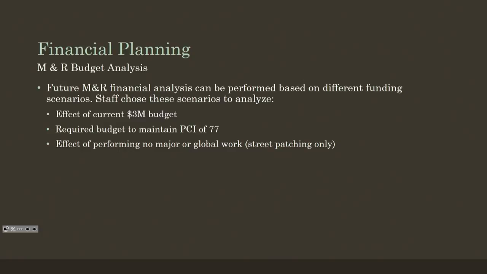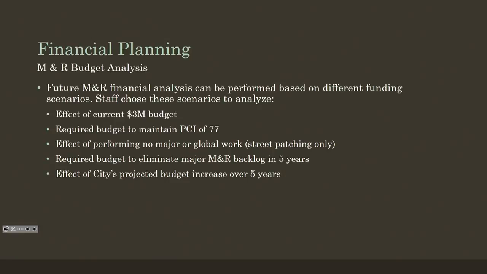What's the effect of performing no major or global work? So that's the budget scenario where we say, hey, we can't afford to maintain streets. We're just going to patch using that $400,000 budget, and whatever happens to the streets happens. And then what's the required budget to eliminate all of the major maintenance and rehabilitation backlog in 5 years? And then what's the effect of our proposed budget? So we're going to try to ramp that up over the next several years. Next year is $4 million, and we want to go to 5, then 6, then 7. What is the effect of doing something like that?